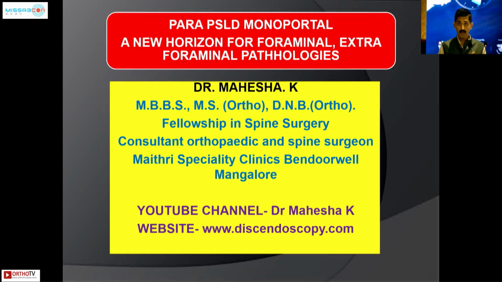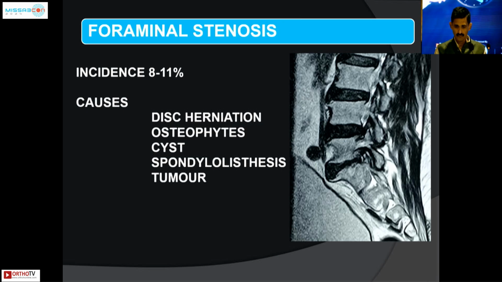My topic is on para-PSLD. As we know, we have foraminal stenosis in about 8 to 12% of our patients, causing significant radicular or claudication symptoms. This may be because of disc herniation, facetal osteophytes causing stenosis. Sometimes there can be cysts. A stable listhesis also can cause these radicular symptoms, and rarely you can have tumors.